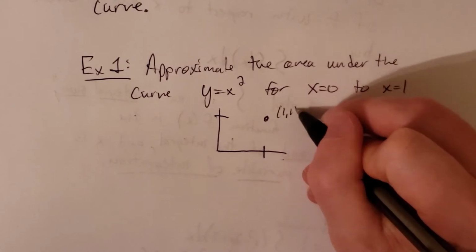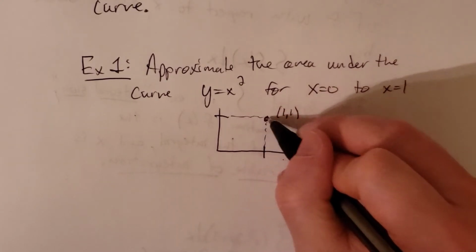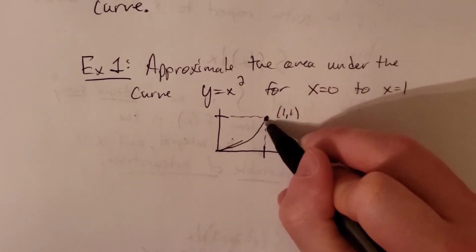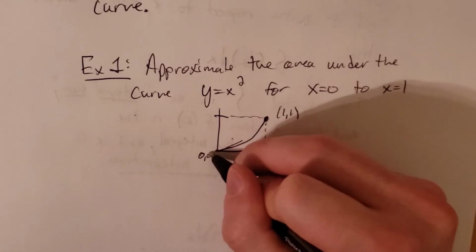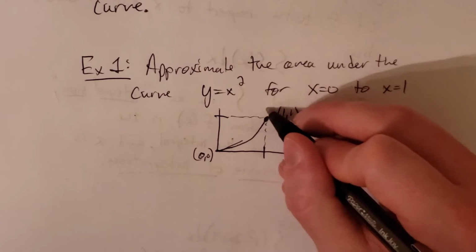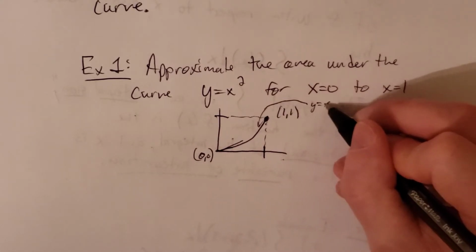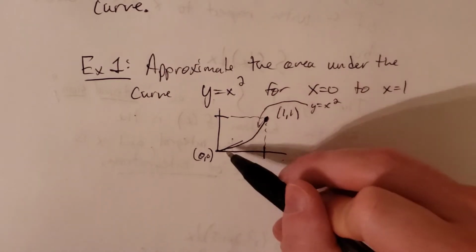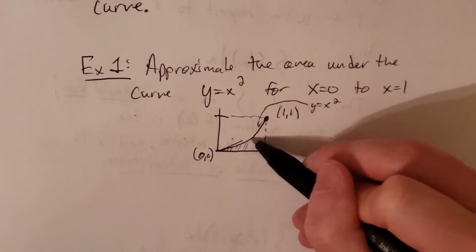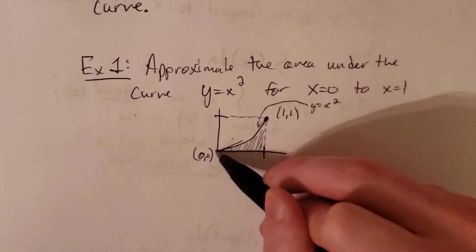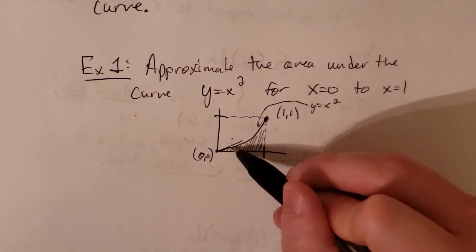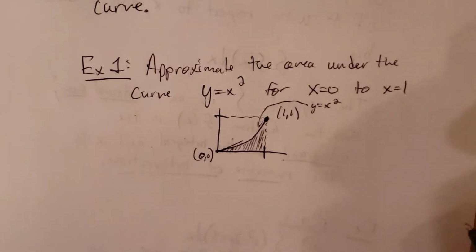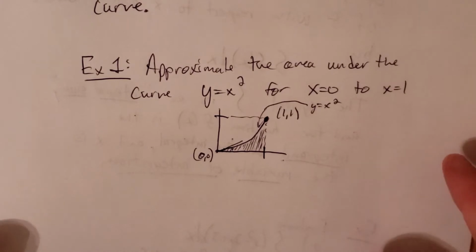This is the point (1, 1), and we have the point (0, 0) here, and we have our function y equal to x squared. And the area under the curve between x equals 0 and x equals 1 is the area below the curve but above the x-axis from x equals 0 to 1. So we want to calculate this area here, or estimate it at least. How do we go about doing that? Well, that's what we'll see now.